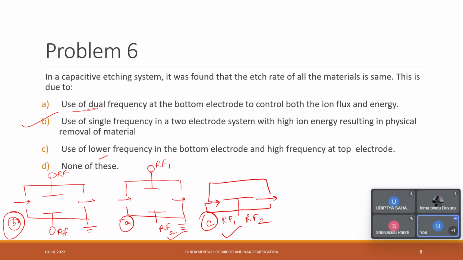So it's all about the control and how we can control both the ion flux and energy. Here, as we have only the same frequencies, it will start sputtering. The selectivity is not there, because if the ions bombard, we get physical etching, but we want chemical etching because it is more selective.